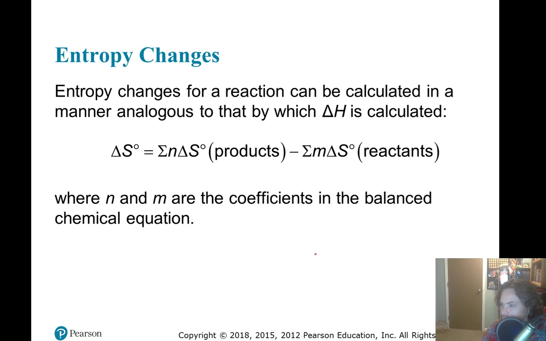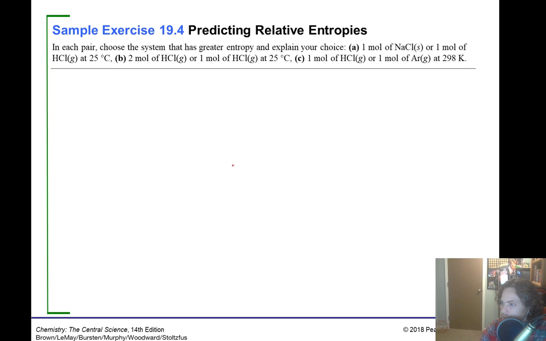In order to use these to calculate entropy changes, all you have to do is sum up the products times their coefficients in the balanced chemical equation and then subtract out the reactants. It's the same thing we were doing back in a previous unit. It's just products minus reactants. That's all it is. So for a couple of practice problems, we're going to predict some relative entropies, using some of the points from that previous slide, and then we're going to do one math problem, just one.